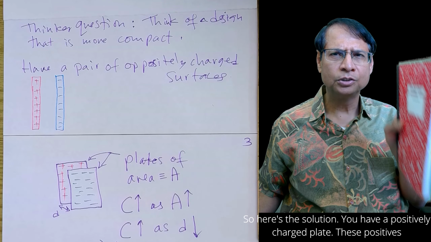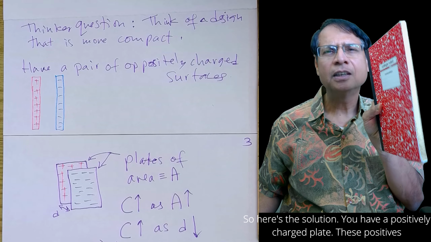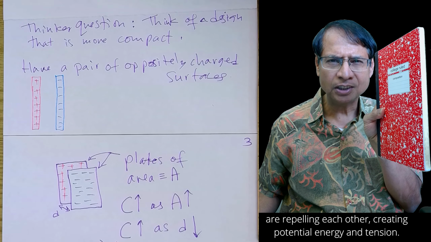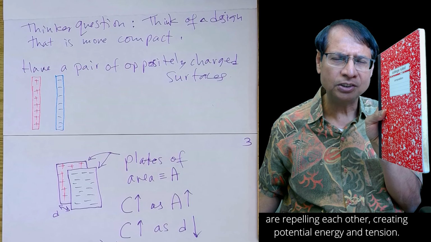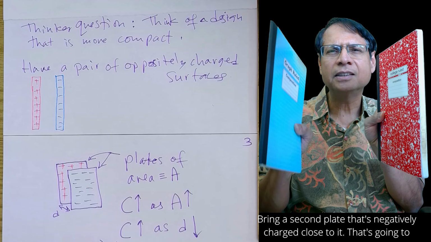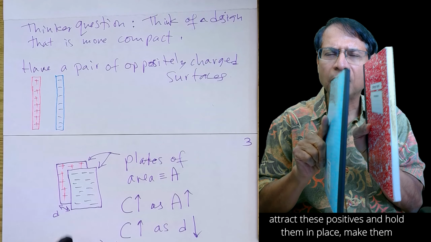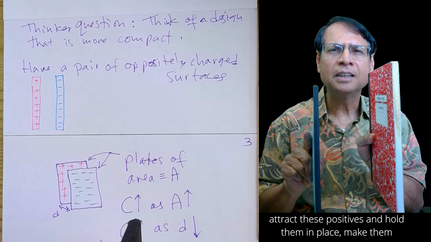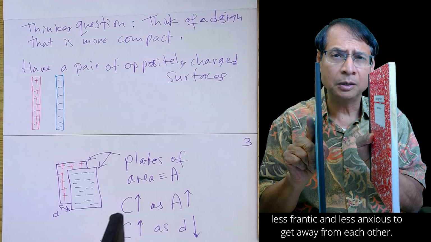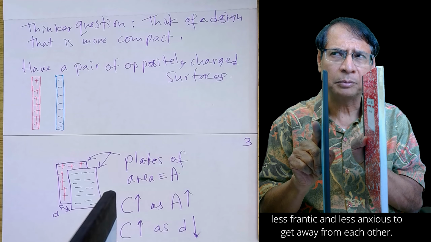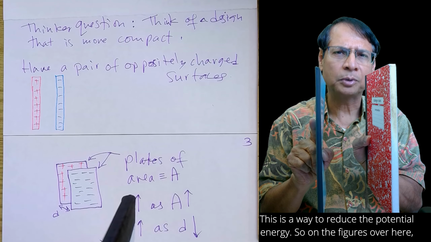So here's the solution. You have a positively charged plate. These positives are repelling each other, creating potential energy and tension. Bring a second plate that's negatively charged close to it. That's going to attract these positives and hold them in place, make them less frantic and less anxious to get away from each other. This is the way to reduce the potential energy.